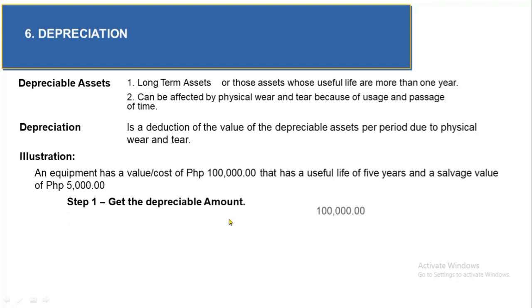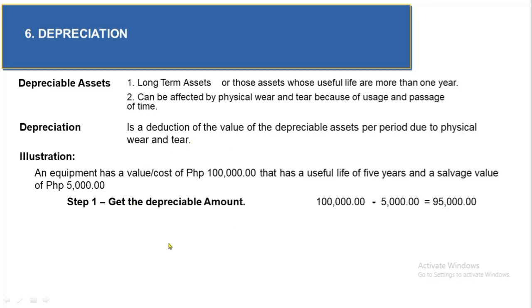So we have the historical cost of 100,000. But since the problem provided for a salvage value, then you deduct that 5,000 and then you are going to have the depreciable amount of 95,000. Sir, what is this depreciable amount? The depreciable amount is the total decline in the value if the asset becomes useless.